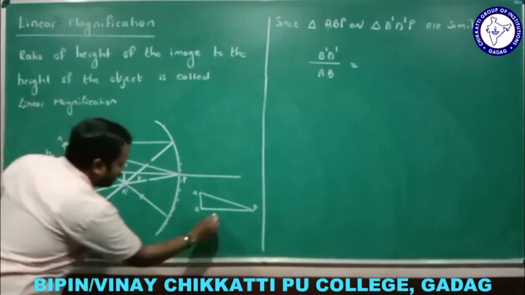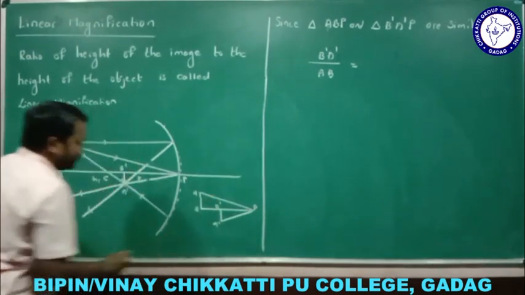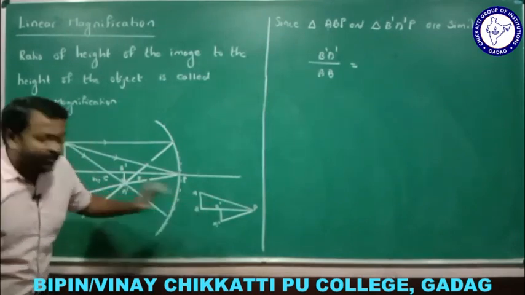ABP, right? And the one triangle is this triangle. What is that now here? A dash B dash P. Okay, first what did I take? B dash A dash divided by AB, corresponding side.